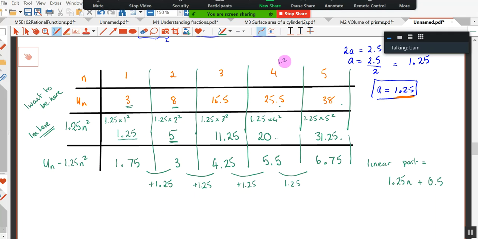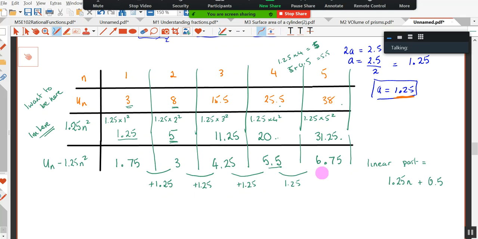1.25 times 4 is equal to 3. Sorry, no, what am I saying? That would be 5. I'm thinking something different. 1.25 times 4 is 5. 5 plus the 0.5 gives me the 5.5. Okay, so I've confirmed, I've verified it.